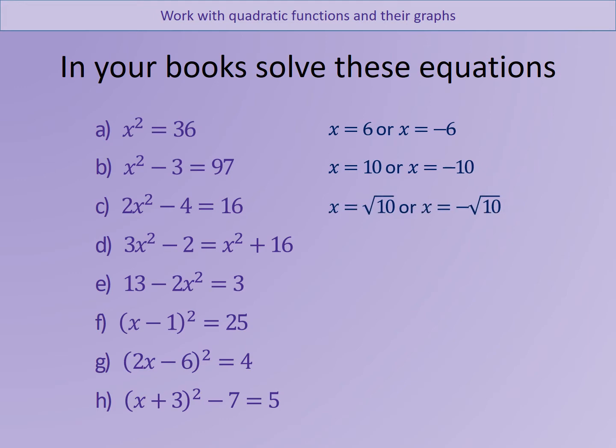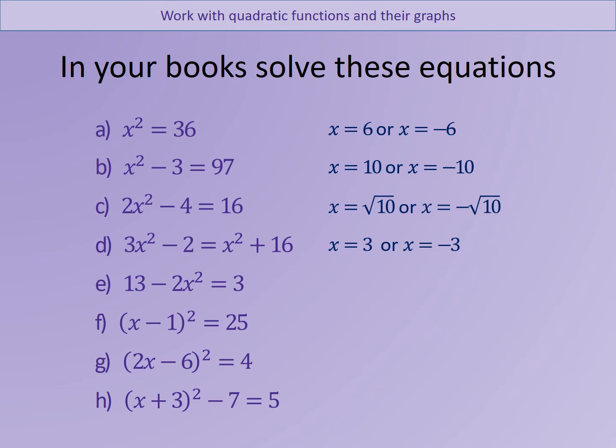D, a little bit of rearranging to do first. So if we gather together the like terms, we end up with 2x squared equals 18. Then we would divide by 2, which would give us x squared is 9, and then take the square root to leave us with 3 or minus 3.